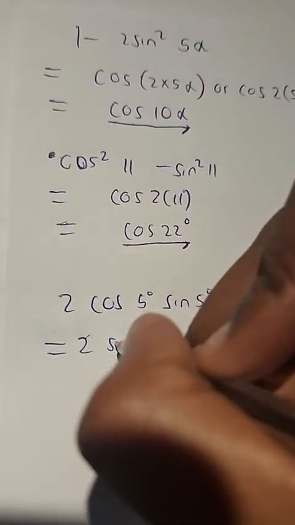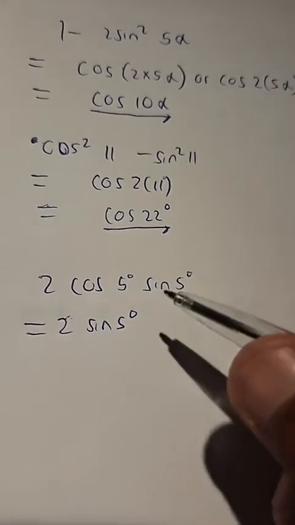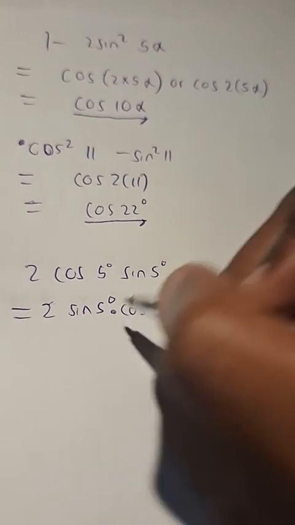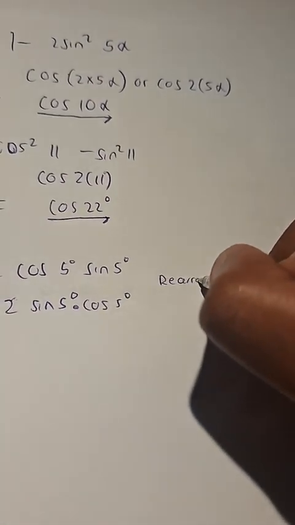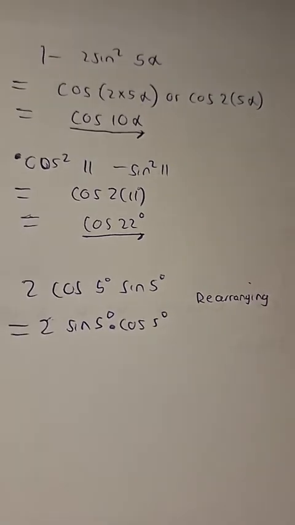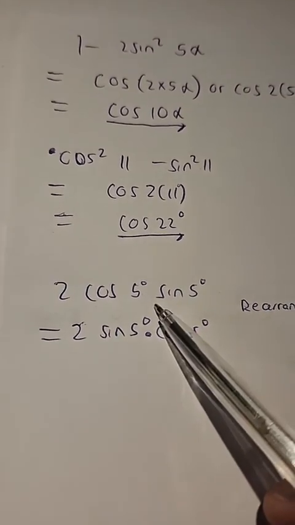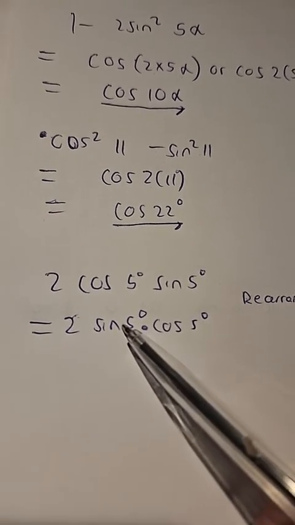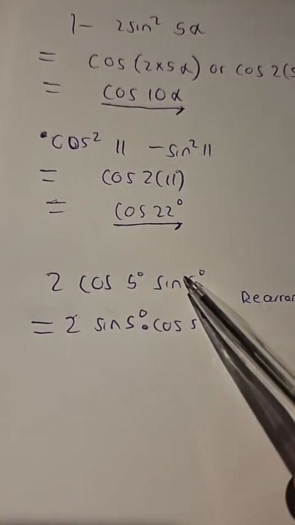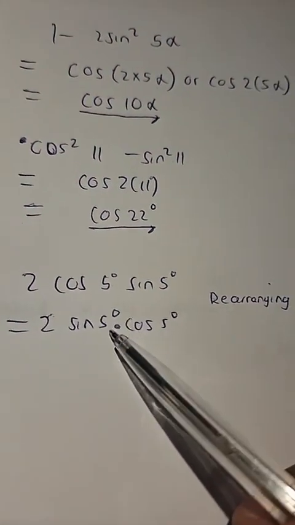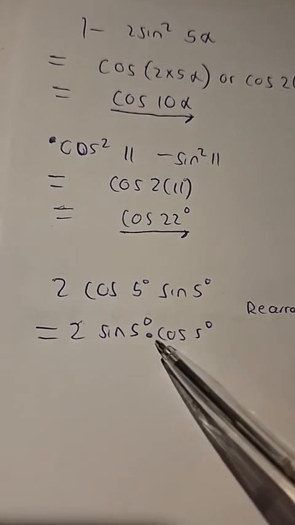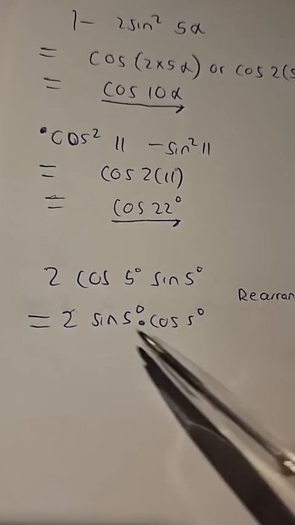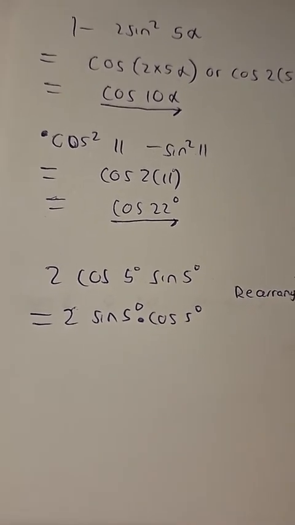So obviously we know that if it was 2 sine 5 cos 5, this now has the image that we are familiar with. So this is a matter of rearranging, because remember that when we're looking at the formula sheet, we're looking at the product of sine 5 and cos 5, right? And since multiplication, guys, is commutative, the order in which I place these does not matter. So I'm going to say sine 5 times cos 5.